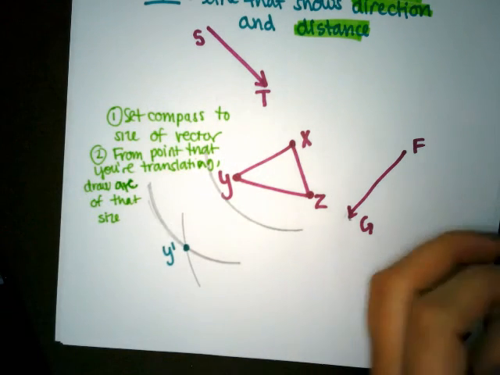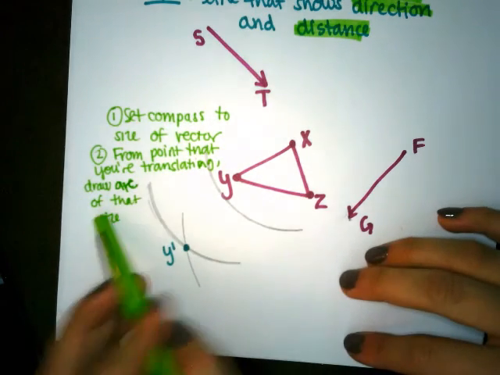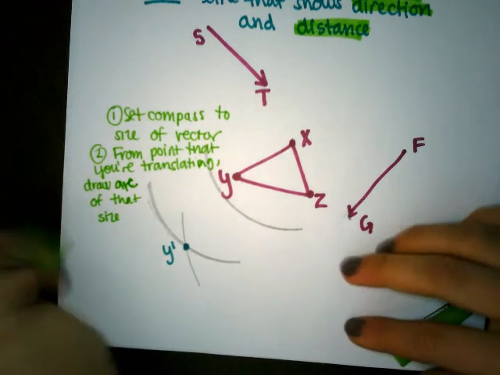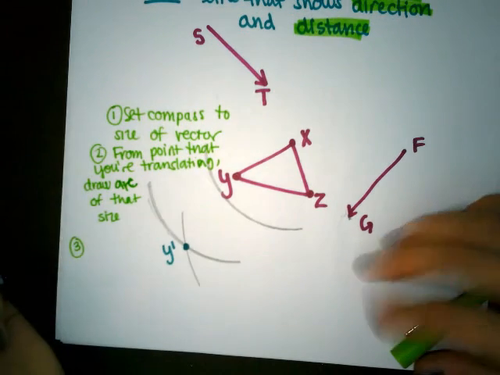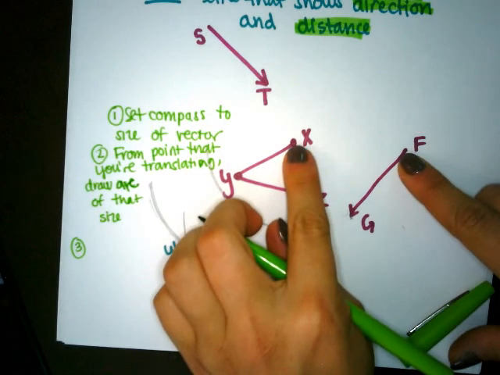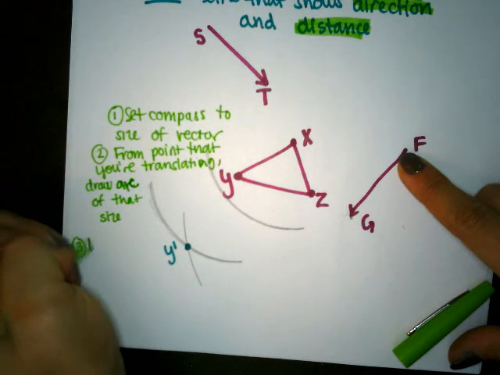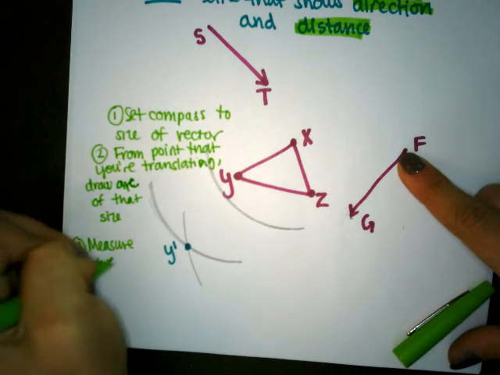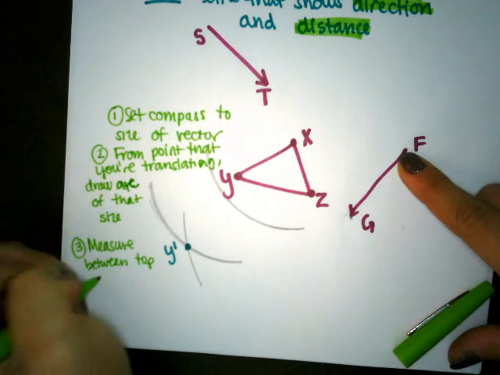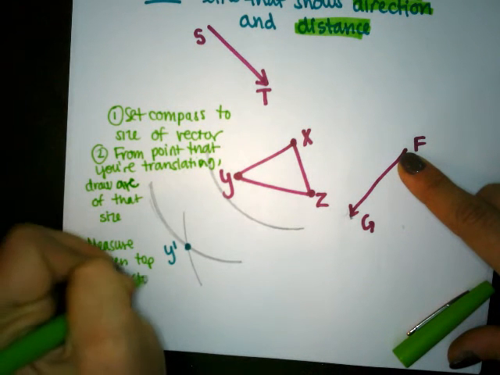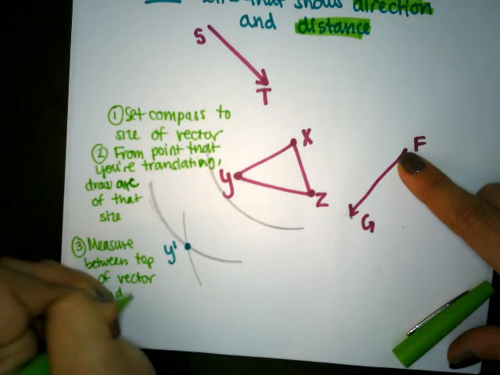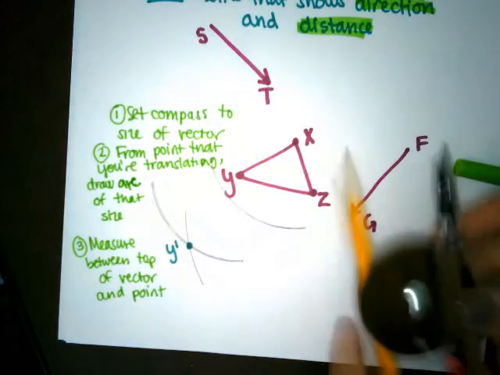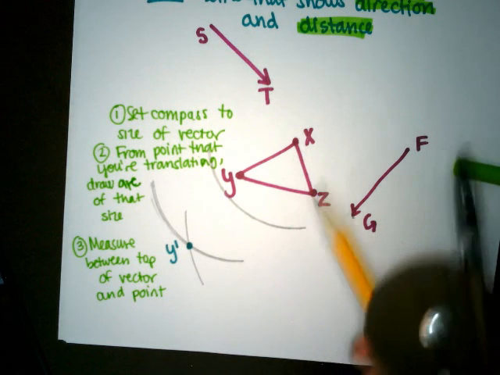I write. Okay, so from the point that I'm translating, draw arc of that size. So I did that from X. My step 3 is I measure between the top of the vector and my point. So measure between top of vector and point. So I'm going to set my compass to the distance between F and X.